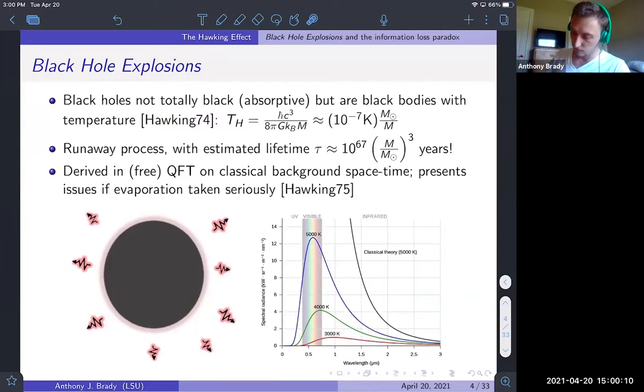Obviously this can't go on forever. So eventually, if you just use semi-classical approximations, this thing should evaporate completely. You can, for example, estimate a lifetime over which this process should occur, and it's about 10 to the 6, 7 years compared to the 14 billion year age of the universe. In any case, this is quite interesting. Applying quantum fields on a background spacetime showed that black holes spontaneously emit thermal radiation and eventually evaporate. And this causes some issues. This is the root of this information loss paradox we're all talking about now. If you take the evaporation process seriously, this presents some issues, and this was pointed out in particular in this follow-up paper by Hawking in 1975.